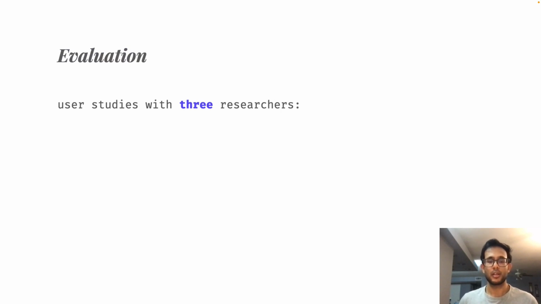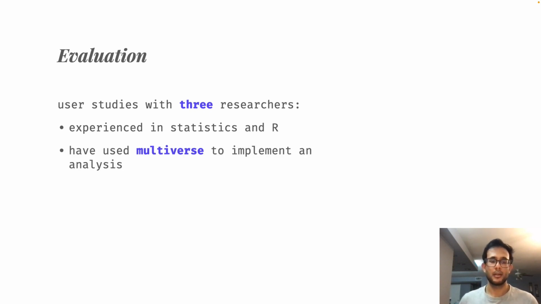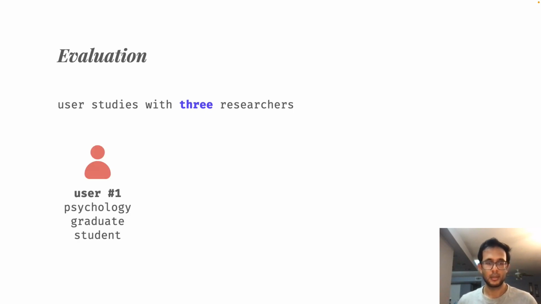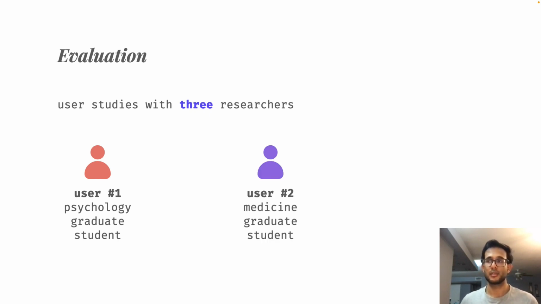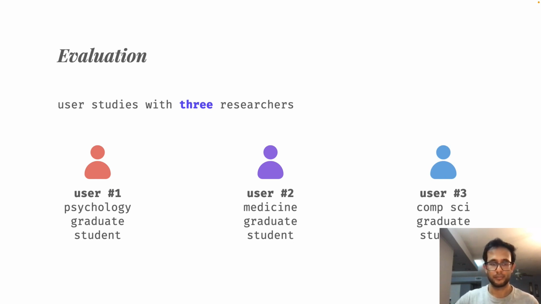To evaluate whether we were able to achieve these design goals, we conducted a user study with 3 researchers. All of the researchers were familiar with statistics and R, and they were using the Multiverse R library to implement a complete analysis for their research project with the goal of submitting the study to a peer-reviewed venue. Our participants also had very different backgrounds. The first participant was a graduate student in psychology. The second was a graduate student in medicine. And the final participant was a graduate student in computer science.